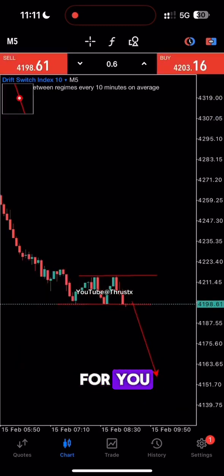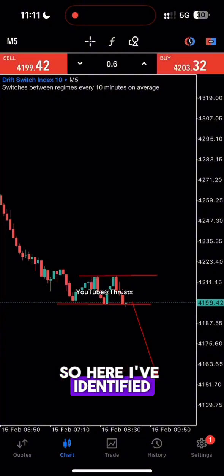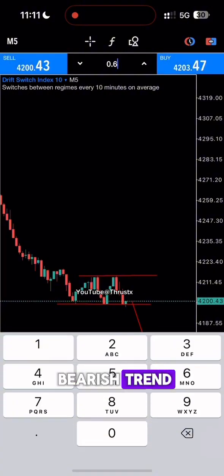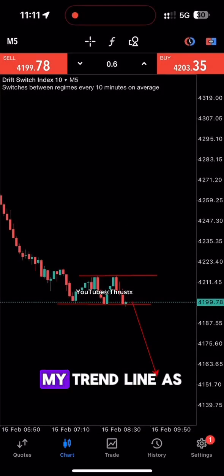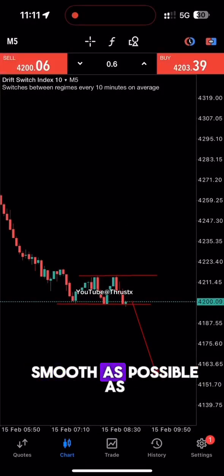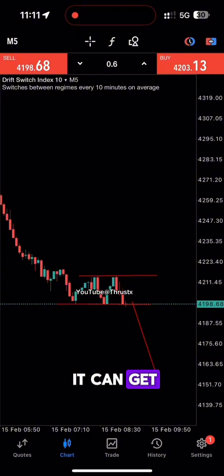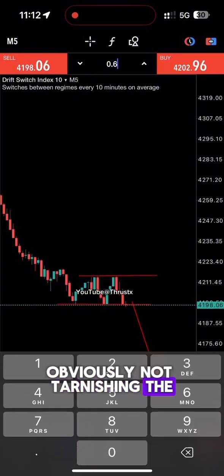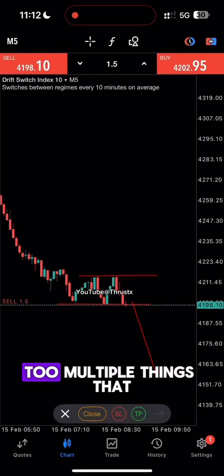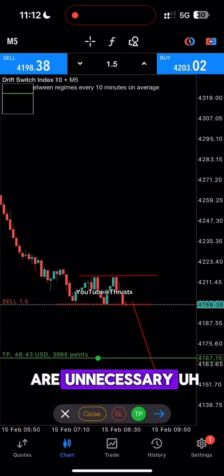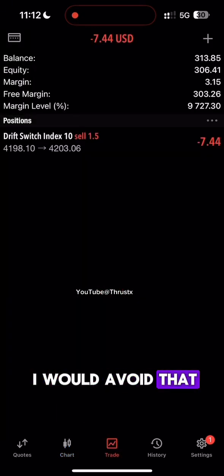So here I've identified that it was a bearish trend. Within the bearish trend, I would set up my trend line as smooth as possible, obviously not tarnishing the chart by drawing multiple unnecessary things. If I were you, I would avoid that.